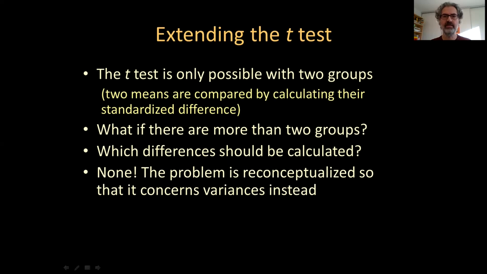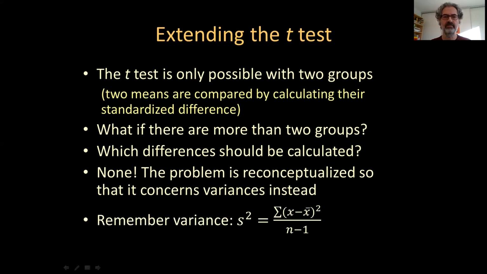Instead of addressing the group means directly in terms of their differences, we think about the variance of the data, so the dispersion in our data values, and how much we gain by considering different sets of means. We'll see now how that actually works.